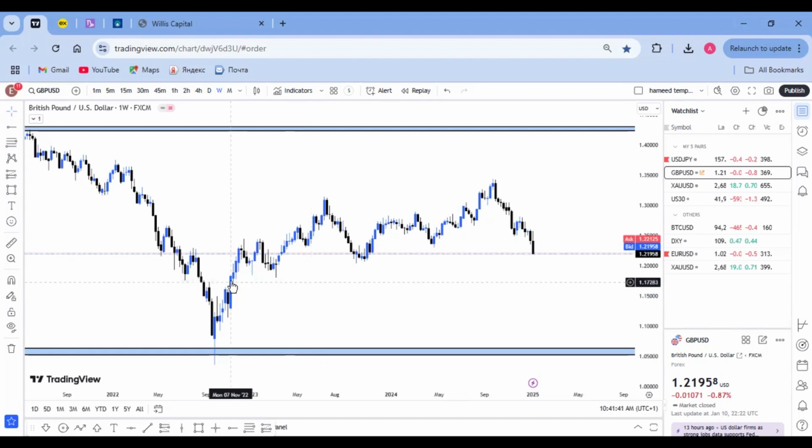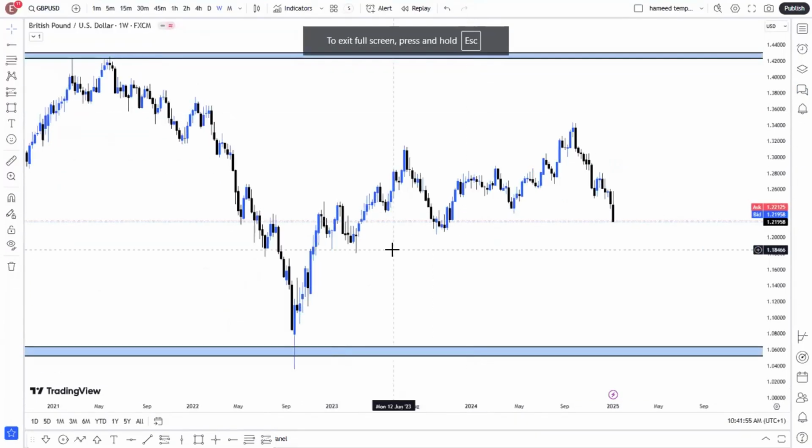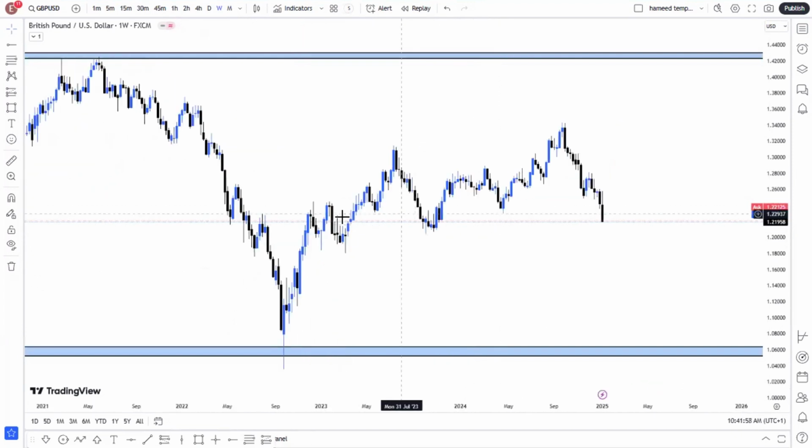Now, let's start with GBPUSD. On GBPUSD, this is a weekly time frame. On a weekly time frame, I'm having this bullish trend trying to turn to a bearish trend. So last week, we had a bearish candle to the downside, right?